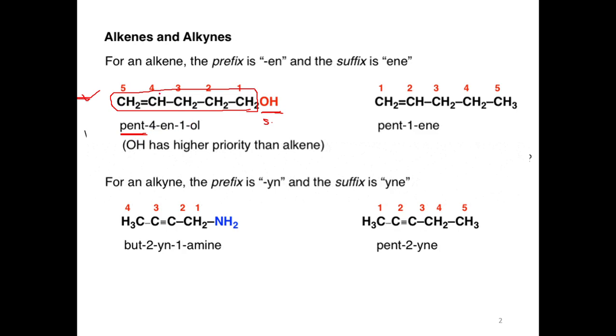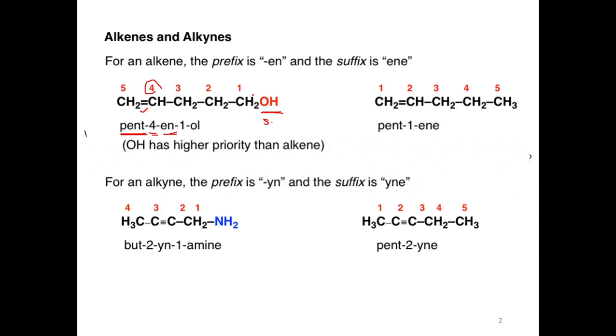Then all of you can see here at carbon number 4 we have a double bond, right? So we will write here pent-4, and this double bond is an alkene family. That's why we are writing here ene, right? We are writing here ene because it's an alkene family. So the name here will become pent-4-ene.